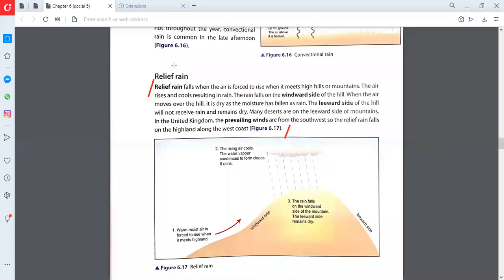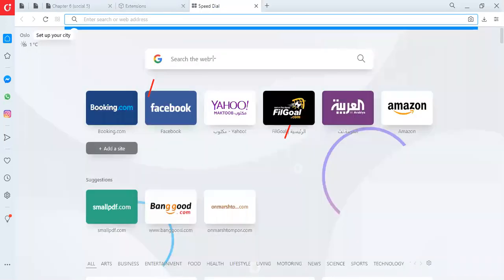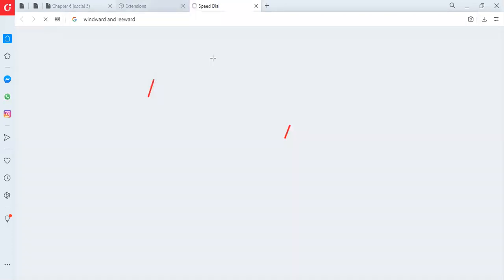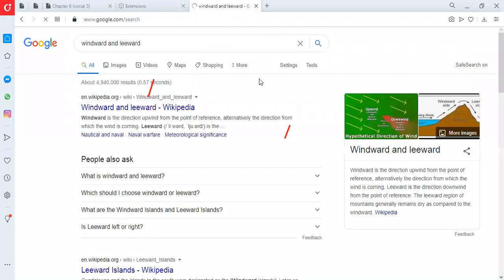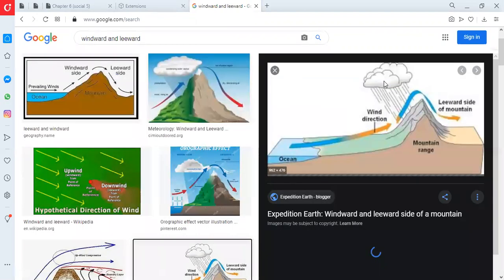Let me show you the windward side of the hill. Windward and leeward. Let's see it on Google. Okay, so we are seeing this on Google. Let's see the images. If we see the images, the first picture, this one, this picture is explaining the windward and the leeward.